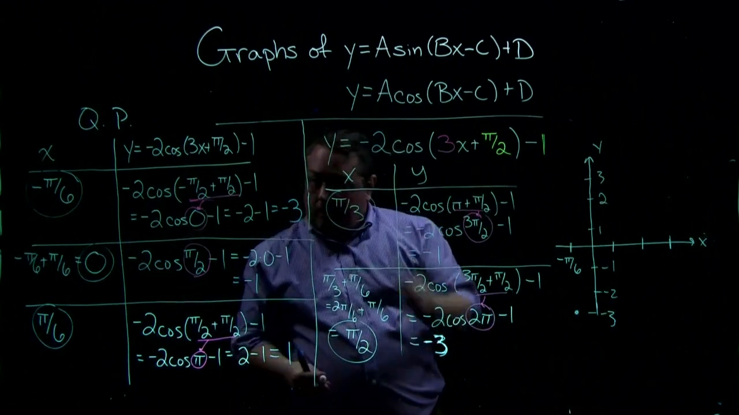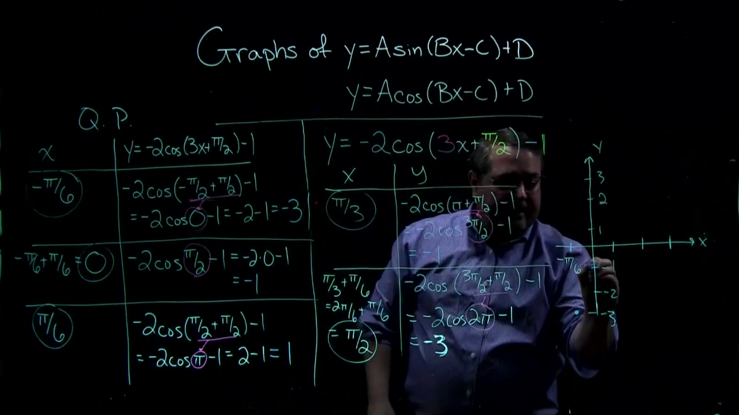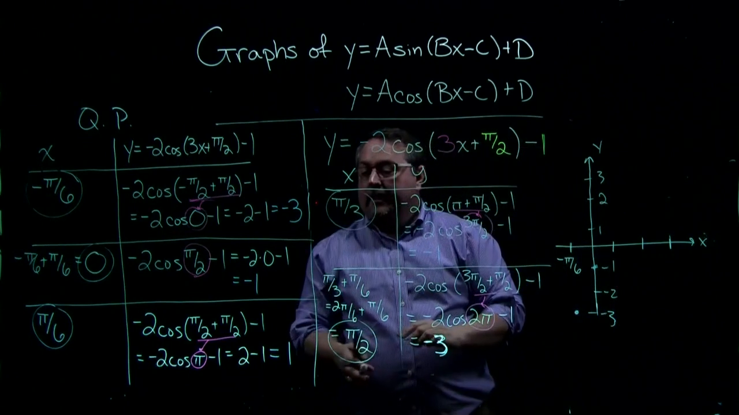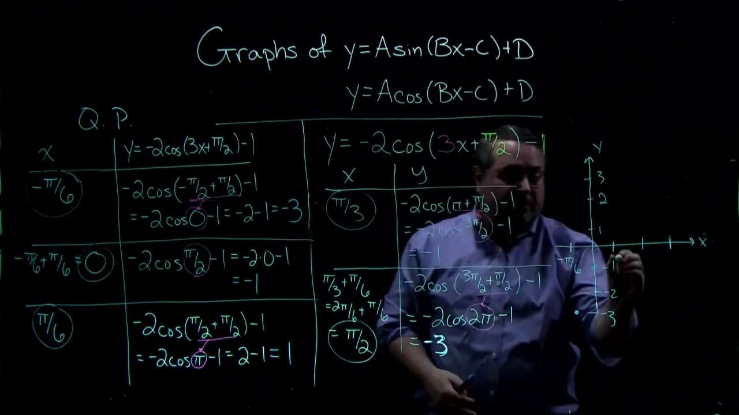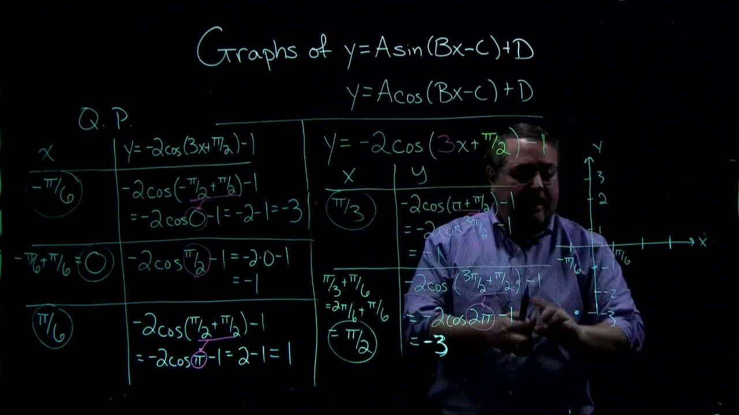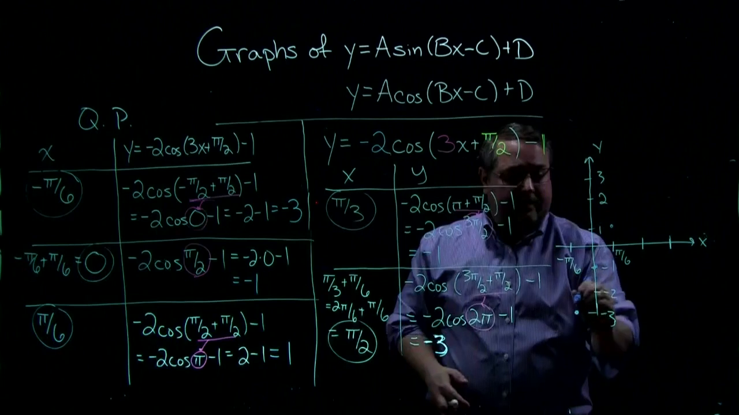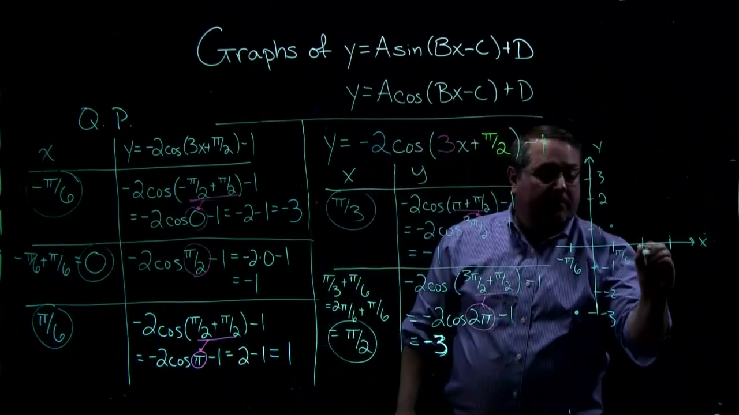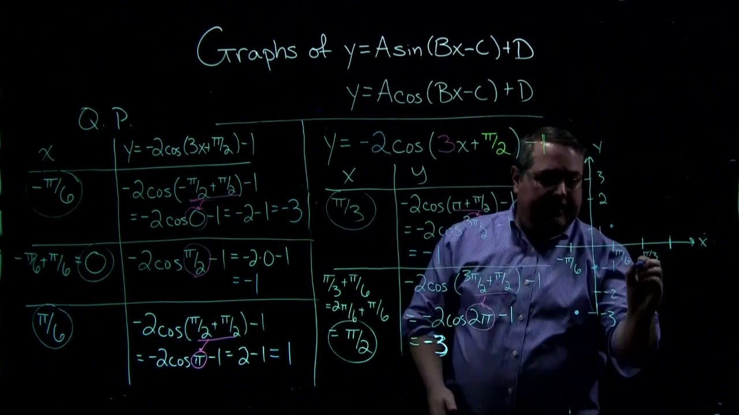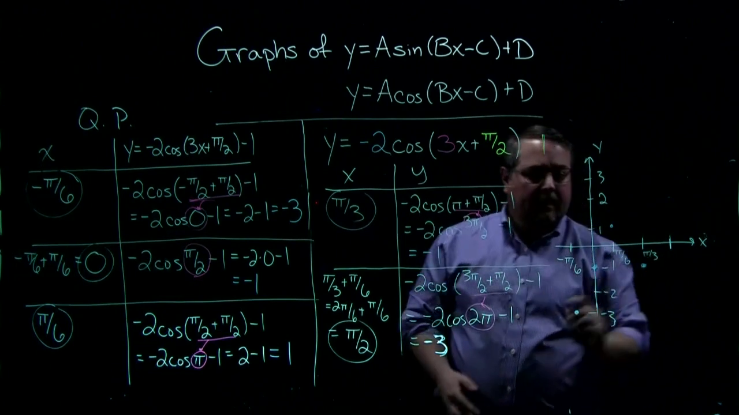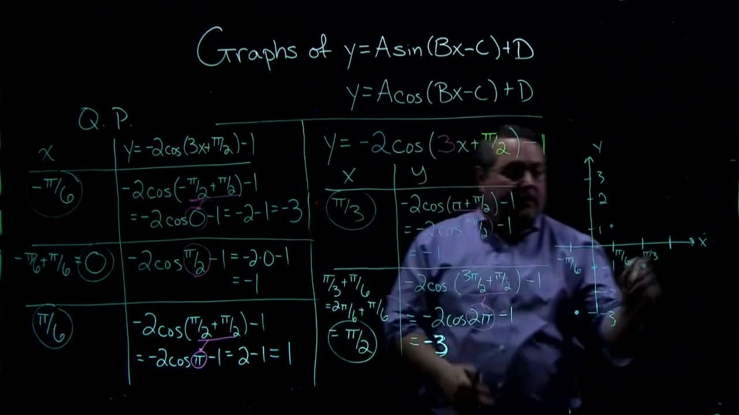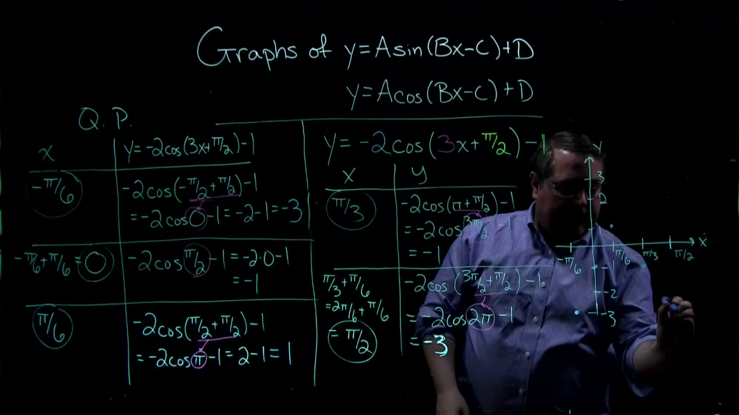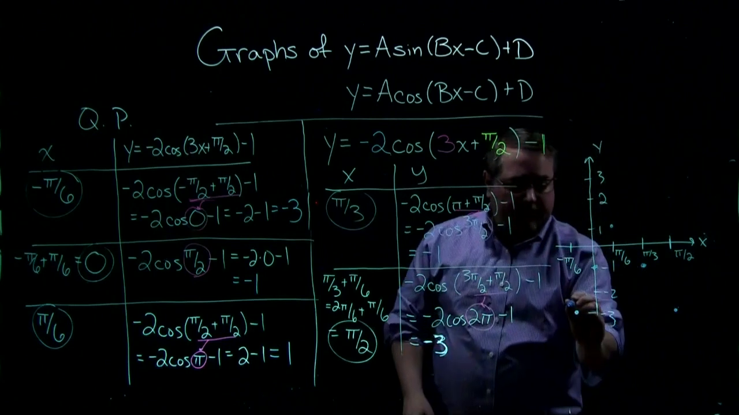The next quarter point will occur at x equals 0, and y is negative 1. The next quarter point occurs at x equals pi over 6, and y is equal to 1. The next one occurs at x equals pi over 3, and y is negative 1. And then finally, x equals pi over 2 is the end of our period, and that has a y coordinate of negative 3.